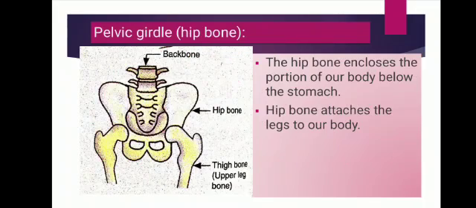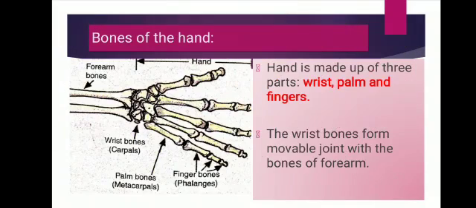Now the next part is bones of the hand. As you know, our hand is made up of three parts: wrist, palm and fingers. So see the diagram carefully. The wrist consists of 8 small bones known as carpals. The palm of the hand is composed of 5 longer bones called metacarpals, and the fingers, including the thumb, are made of jointed bones called phalanges. So there are 3 bones in each finger, but the thumb has only 2 bones.